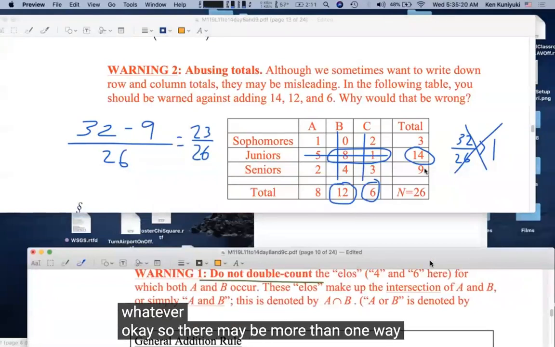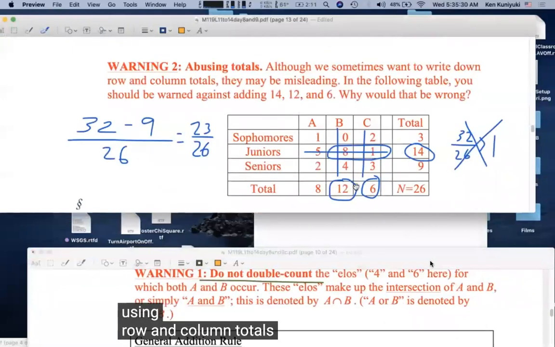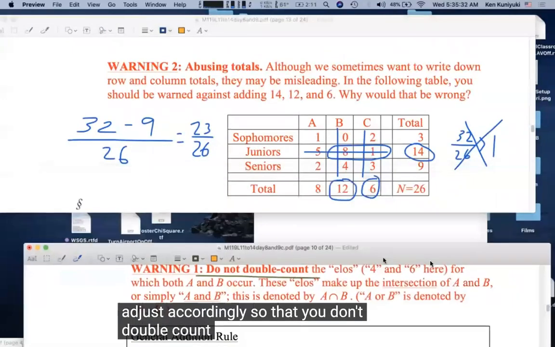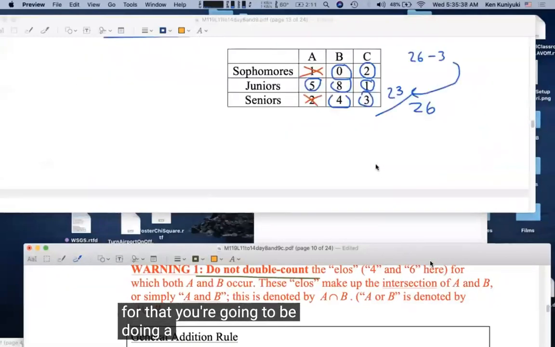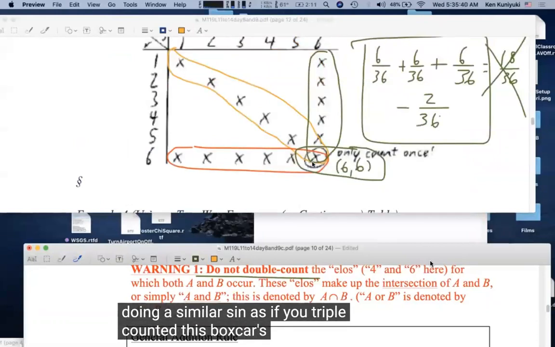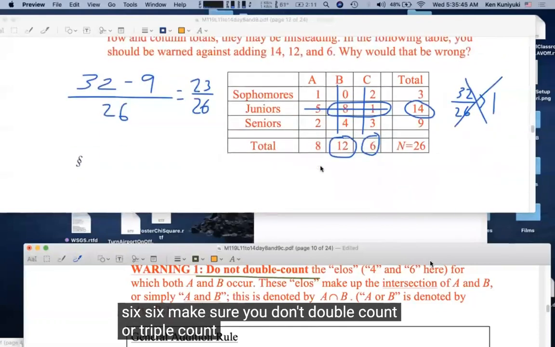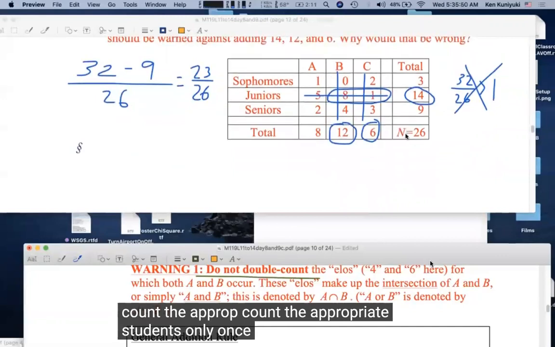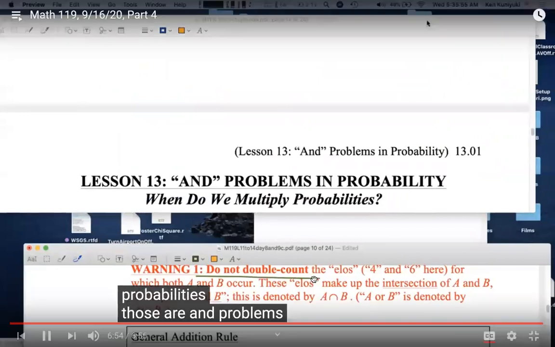Okay, so there may be more than one way of doing things. We've looked at straight up addition. We've looked at a subtraction method. And we've looked at using row and column totals, provided you adjust accordingly so that you don't double count, all right? Because if you fail to adjust for that, you're going to be doing a similar sin as if you triple counted this boxcars case over here, 6, 6. Make sure you don't double count or triple count. Count the appropriate students only once. All right, next up, when do we multiply probabilities? Those are and problems. Next time.